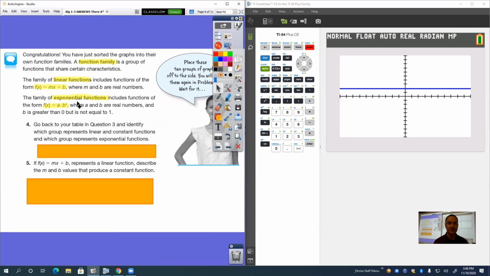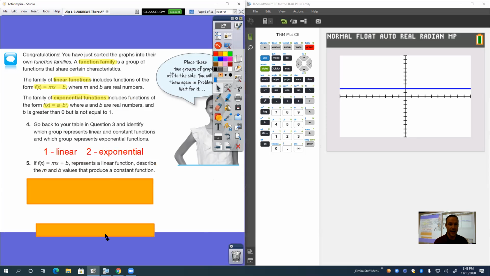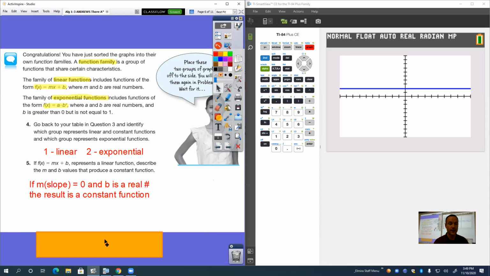The family of exponential has an exponent in it. We have a times b to the x. So linear will form a straight line when we graph it. Exponential is going to be a curve because we have an exponent in it, b to the x power. So it says go back to your table and identify which group is linear. That's group 1. Which group is exponential? That is group 2.